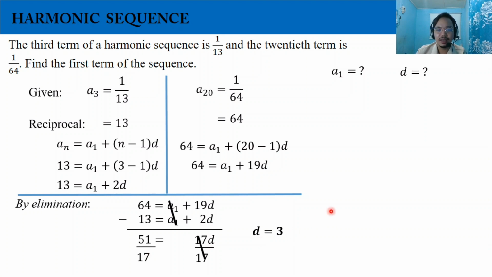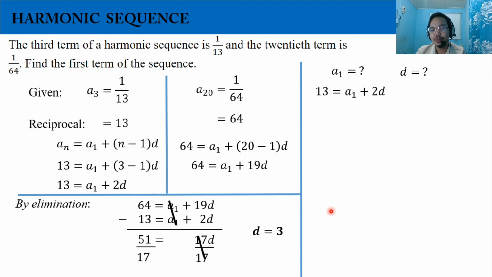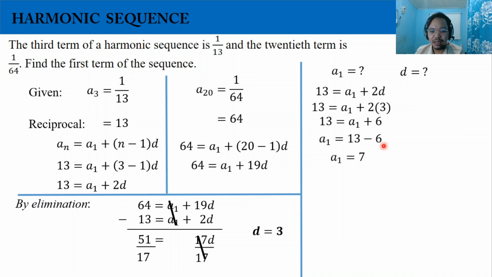We have 3. So we can use this in any of the equations to find the value of the first term. So let's say, for example, we're going to do it in the first equation. We have 13 equals a sub 1 plus 2d. So let's substitute the value of our common difference, d. So we have 13 equals a sub 1 plus 2 times 3. So that is 6, right? Then isolate a sub 1. We have 13 minus 6. And the first term is 7.